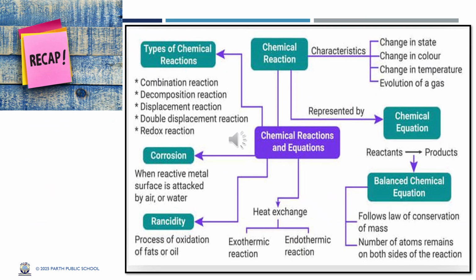Let's revise what we have learned today with the help of this beautiful concept map. A chemical reaction forms new substances. Characteristics include evolution of gas, formation of precipitate, change in color, change in temperature, and state.